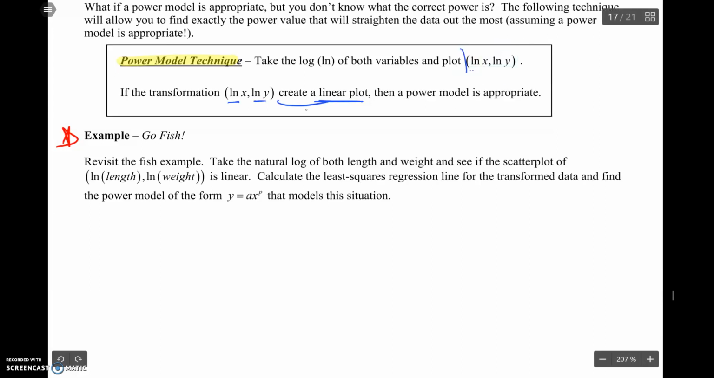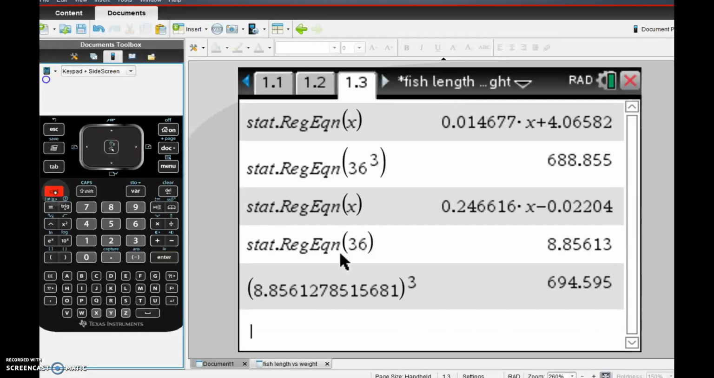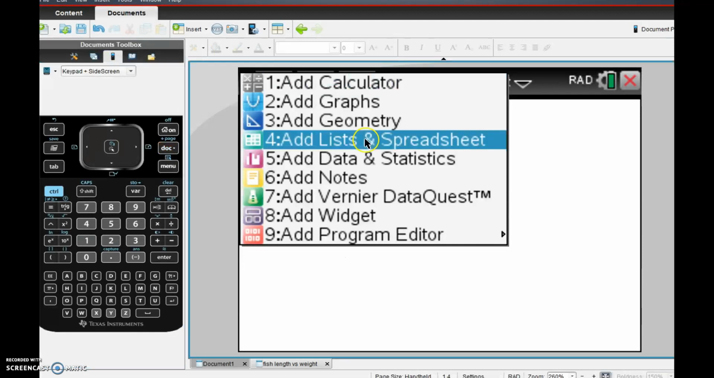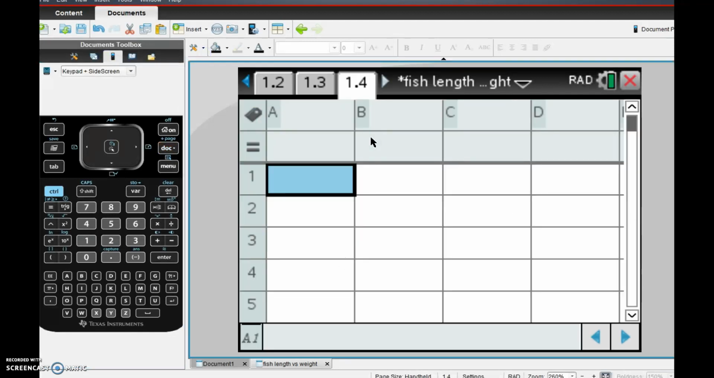All right, so let's try this power model technique with our GoFish example. The technique says to take the natural log of your x and the natural log of your y. I'm going to create a new table here. I still have my data in the calculator, so I don't need to add to the same spreadsheet.